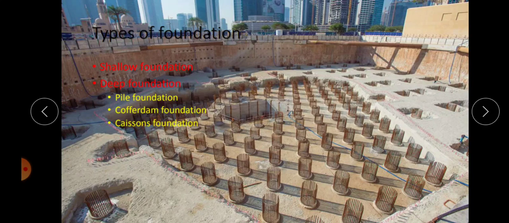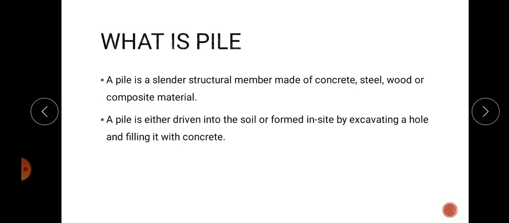Next is caisson. Caisson is a hollow watertight box or chamber, and it is usually used as a foundation under water. And the cofferdam foundation is also a type of sheet pile which is founded under water. So these are different types of deep foundation. Now we can discuss pile foundation in detail.